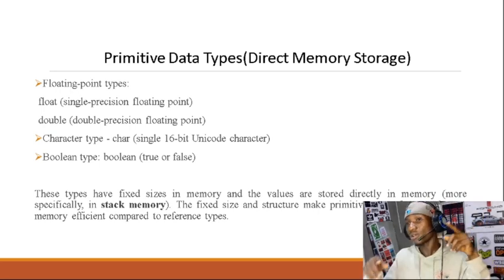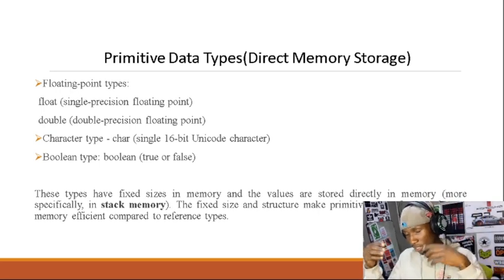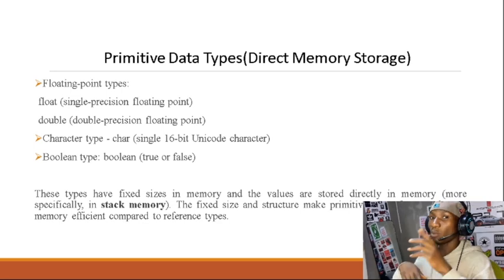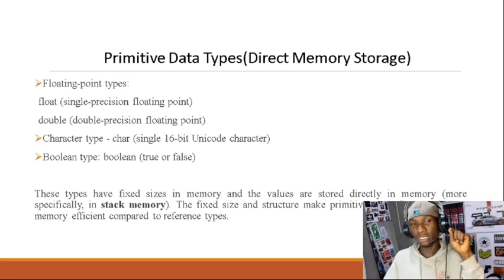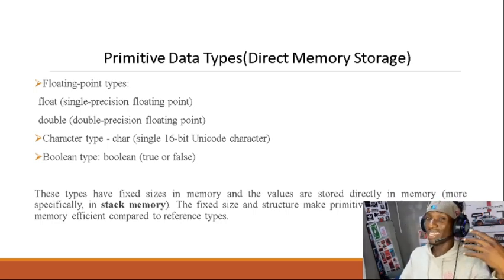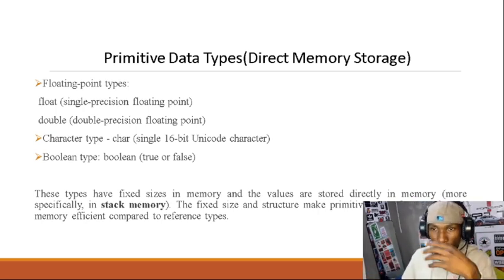Moving on to the character type. The character type is used to store single characters such as A, B, C, Z, and Y. And also we have the Boolean type. The Boolean type is used to store true or false values. The Boolean type doesn't really have a specified storage attached to it. Normally it has 1 bit, and it can also differ as you program.